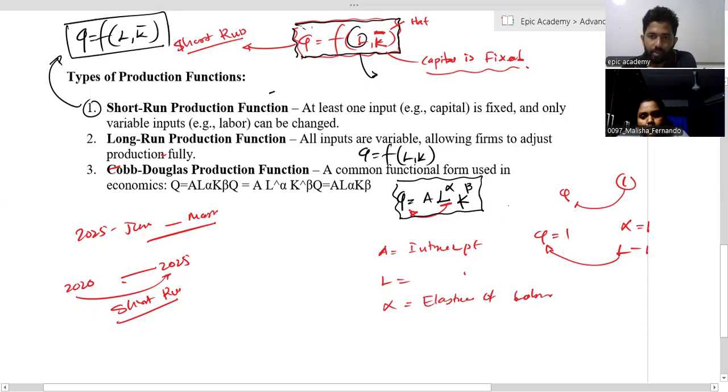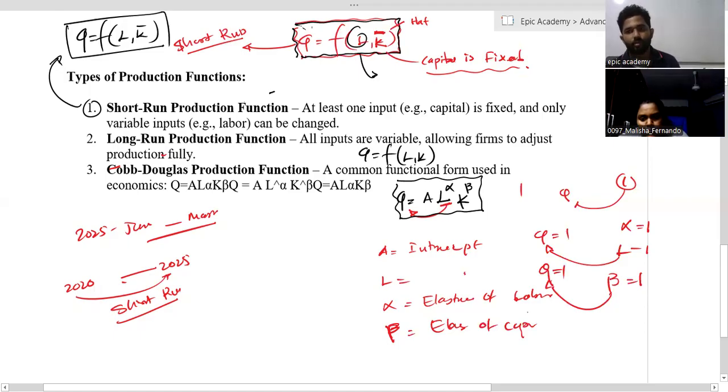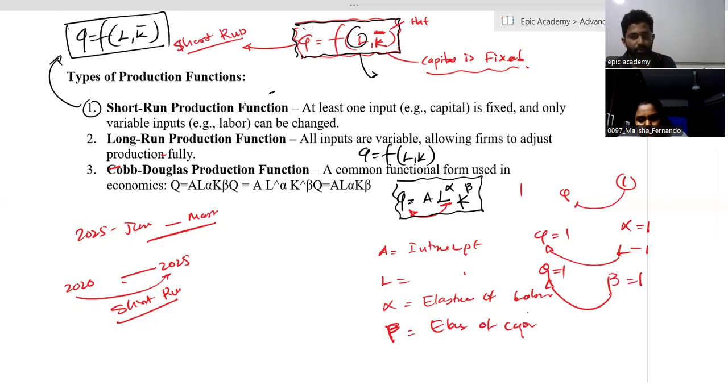Beta: K represents the capital, and beta represents the elasticity of the capital. That means if beta equals 1, and you change one capital factor, Q is also going to change by one factor. One to one.